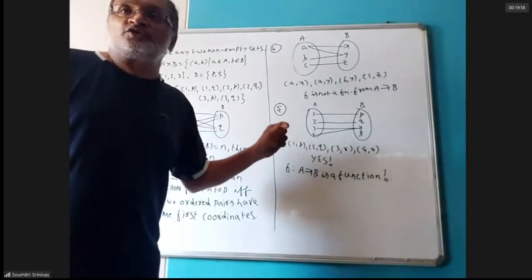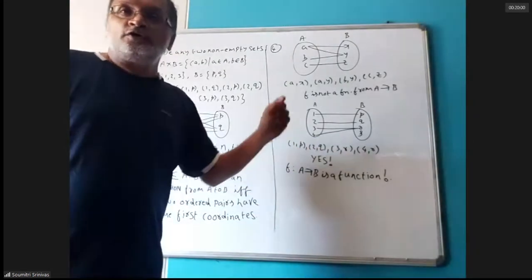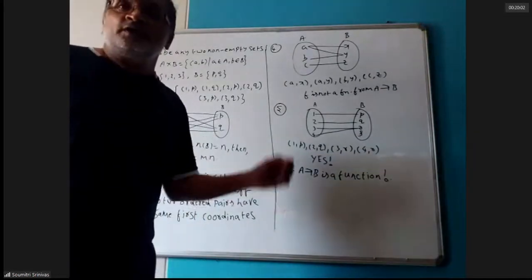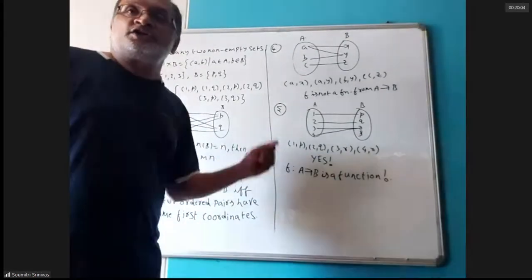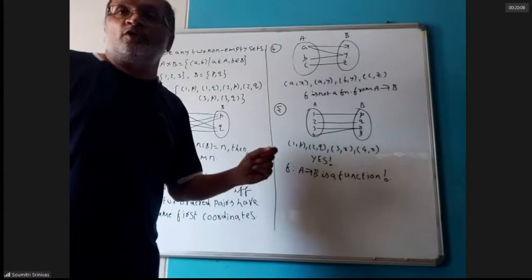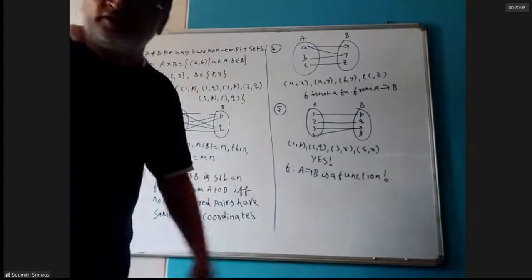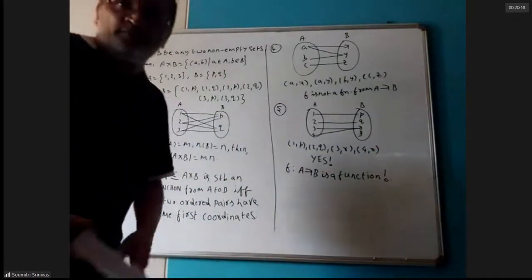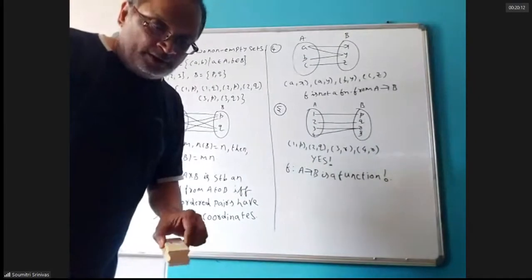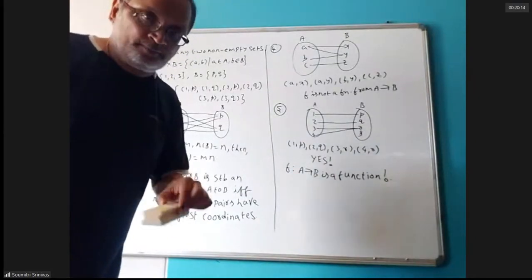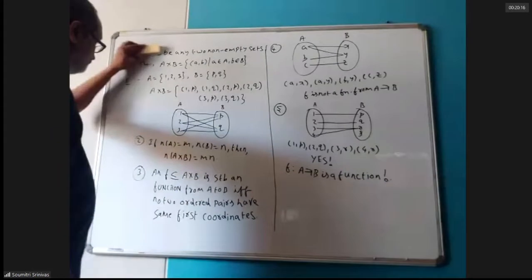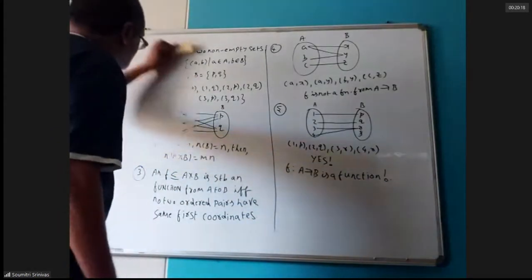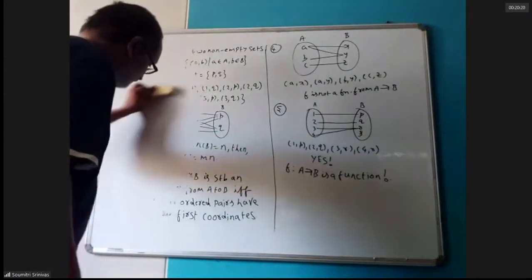Collection of first coordinates is called domain of the function, and collection of second coordinates is called range of the function.